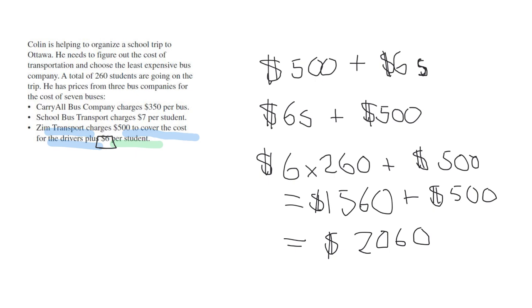This one, it looks like the least expensive cost is going to be the one for school bus transport company, which was $1,800, I believe, or just around there. So using these different expressions, Colin was able to figure out which would be the best bet for his dollar.